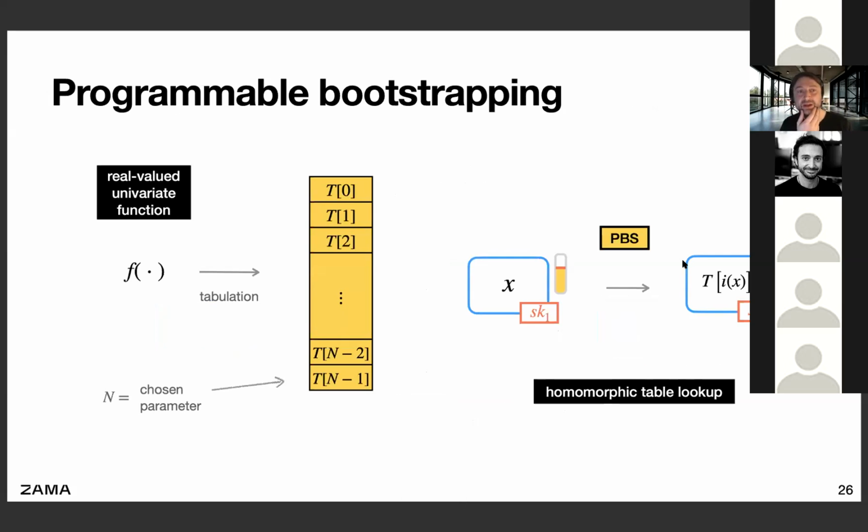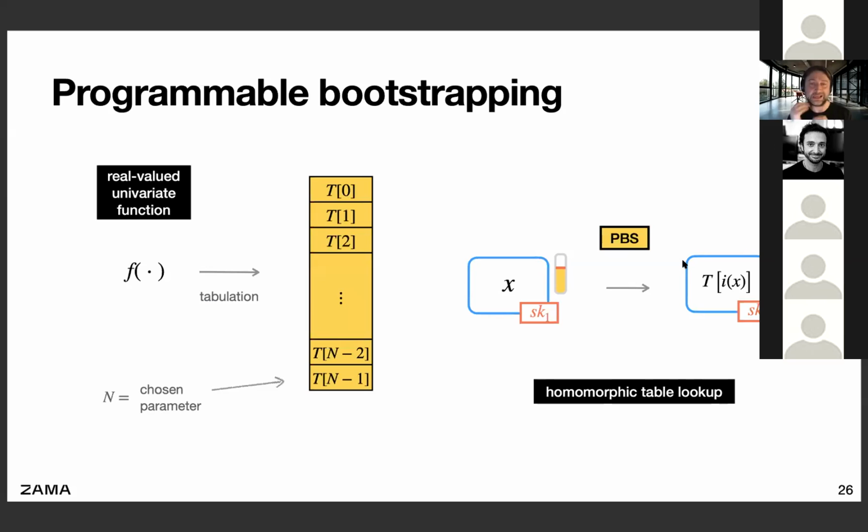Programmable bootstrapping actually works by taking the function that you want to program into the PBS, programmable bootstrapping, tabulating it. And the PBS, what it does actually is some kind of a homomorphic table lookup. So you can put in there your table of values, you can sample your function, and basically you have this parameter like capital N, which you can choose, which gives you the size of this lookup table.